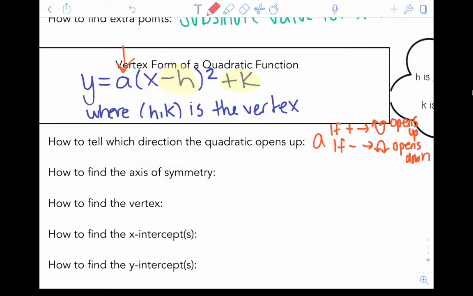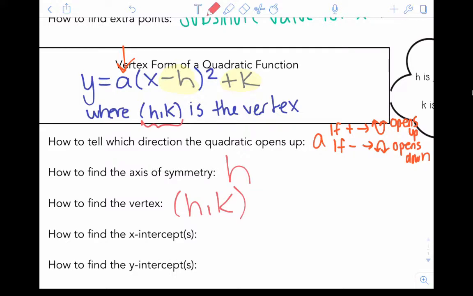How will you find your axis of symmetry? Well, remember the axis of symmetry is the x value of the vertex. So if our vertex is (h, k), then our axis of symmetry is just h. And then our vertex, of course, is (h, k). And once again, make sure you're really paying attention to your signs. You're taking the opposite of what you see h to be in the formula or in the equation that you're given.